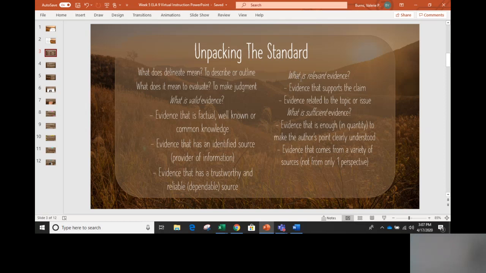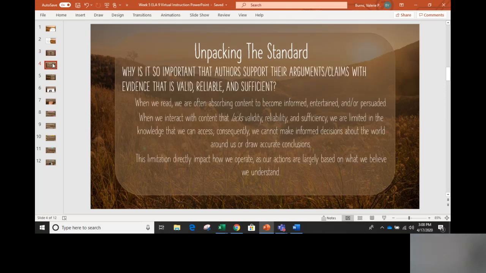What is sufficient evidence? Evidence that's enough in quantity to make the author's point clearly understood. So sufficient meaning, is there enough evidence to prove the point? And evidence that comes from a variety of sources, not just from one perspective. Okay, so sufficient meaning is there enough of it, and does it come from more than one perspective? So let's really build our understanding of the criteria.